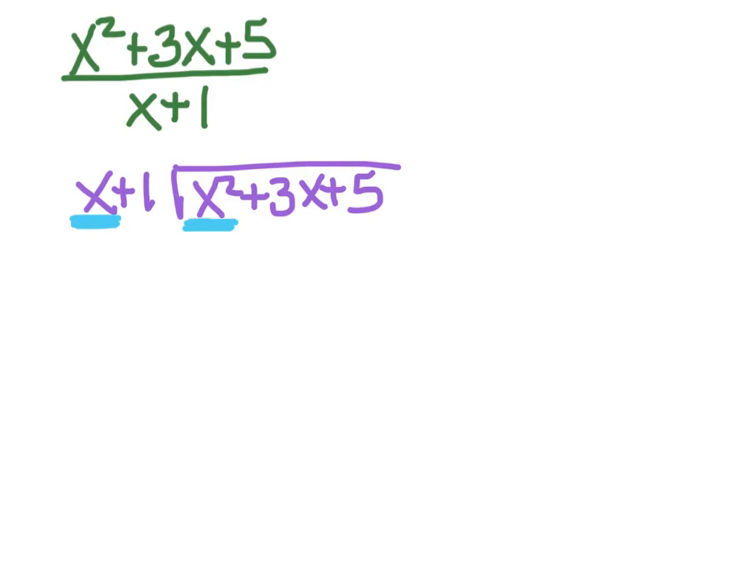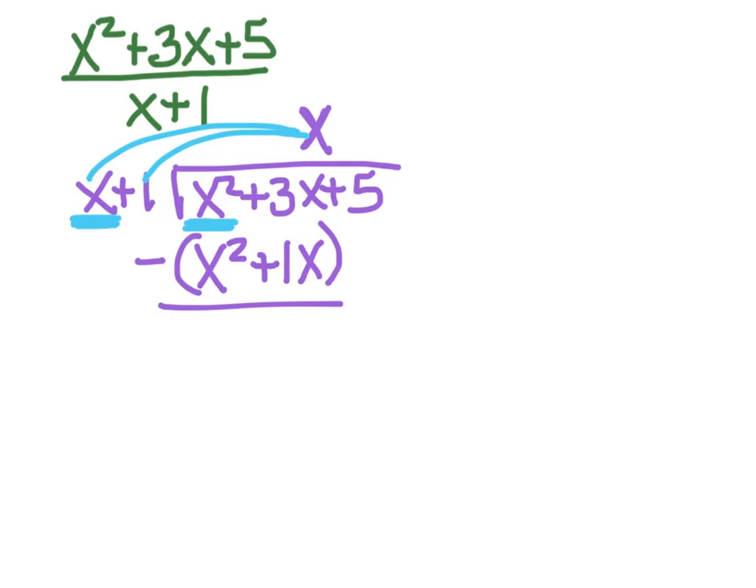X times x is x squared. So I'm going to write an x here, and I put it here because this is where all the x's are going to be lined up vertically. So now I multiply, and I multiply it by both. I'm going to do x times x and x times 1. So I have x times x is x squared, and x times 1 is 1x. And then, just like when we were doing old-fashioned long division, we're going to subtract. Make sure that you put parentheses around this and subtract the entire thing. So x squared minus x squared is nothing, and 3x minus 1x is 2x. And then we're going to bring down the plus 5.